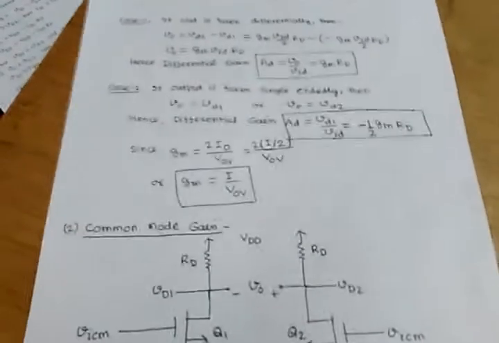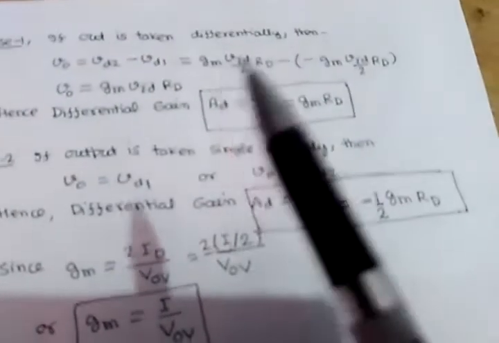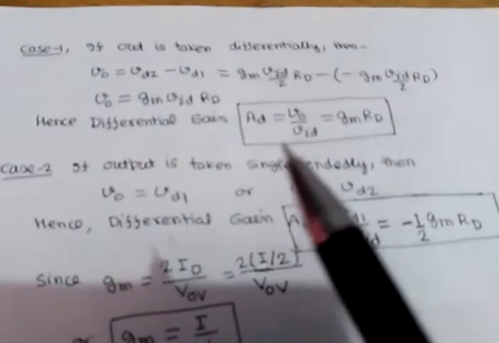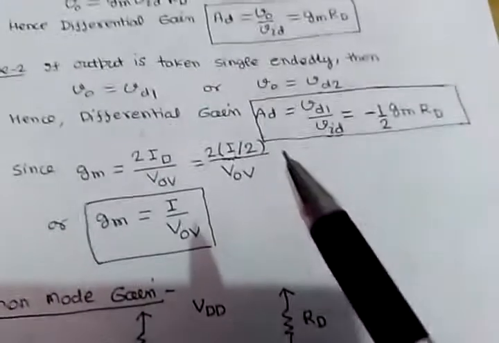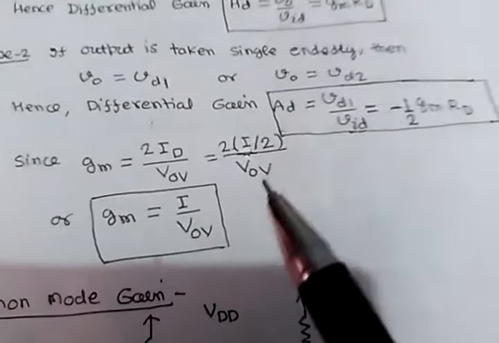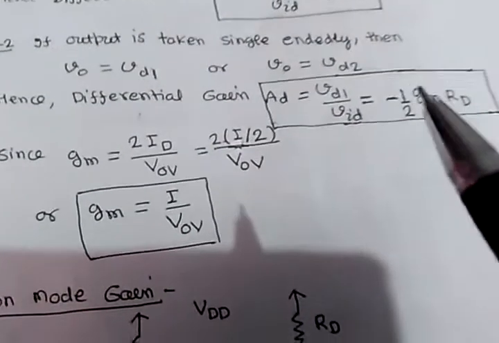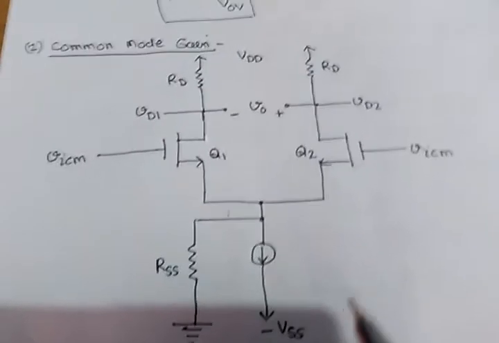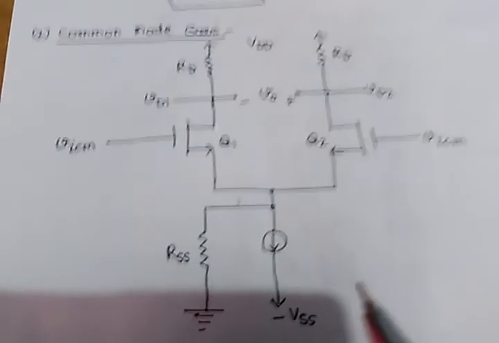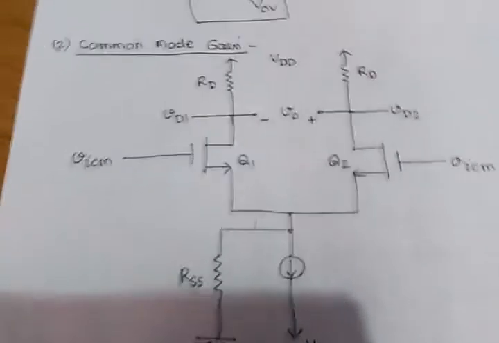Now we have calculated the differential gain for differential output. Differential output is gm RD, and differential gain for single-ended output, in this case AD, is minus half gm RD. Similarly, we have to calculate the common mode gain for two types of output, differential output and single-ended output.